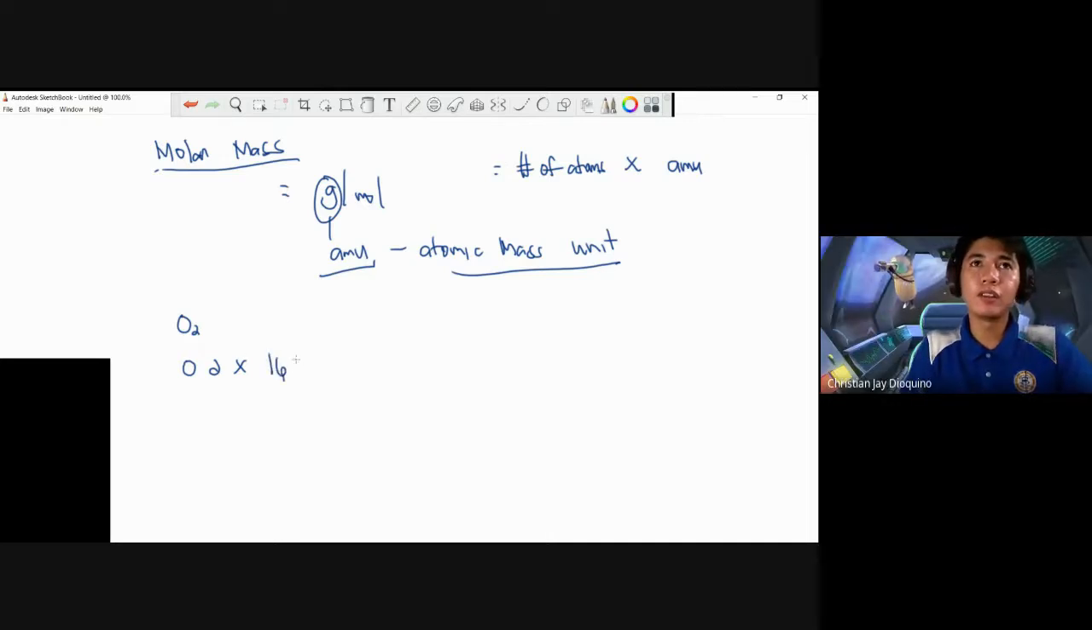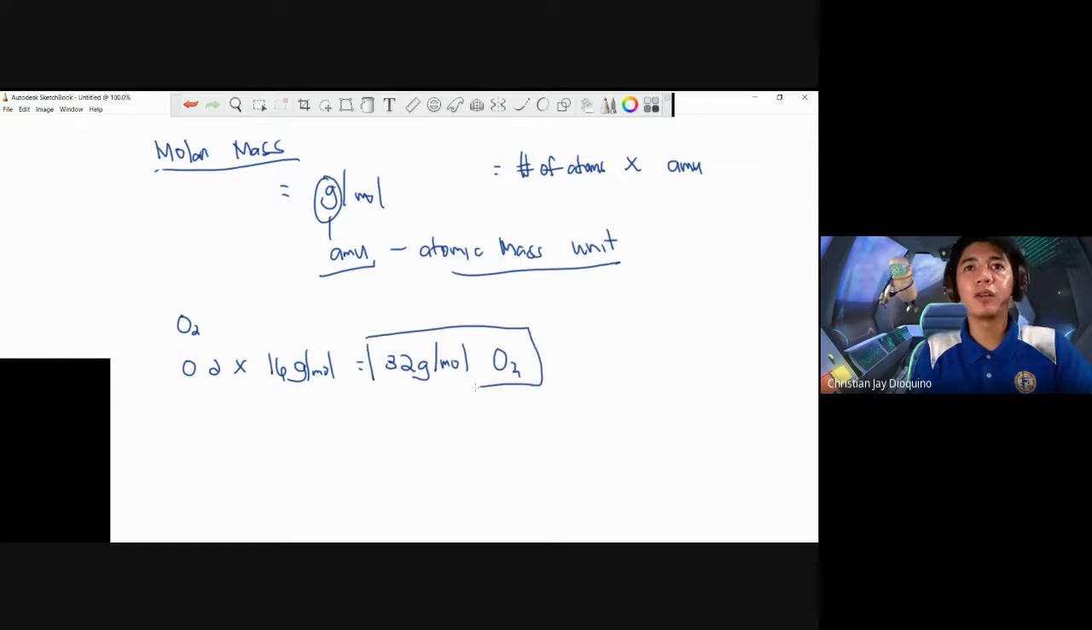We will use 16 since ang hinahanap natin is molar mass. Instead na AMU yung lagay natin, lagyan na natin grams per mole, kasi molar mass yan eh. Then, multiply lang natin yan. So, we will get 32 grams per mole. This will be the molar mass of the oxygen gas. Ganun lang yon. Wala yung pinagkaiba sa pagkuha ng molar mass ng compound.